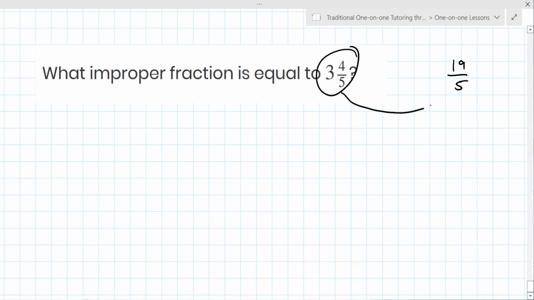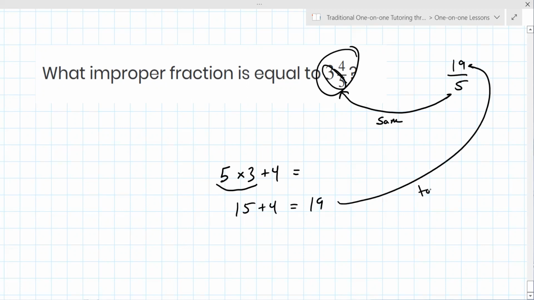So do you see how that bottom number is the same? That's always the case. The bottom number is always the same. The way you get the top number is you take 5 times 3, 5 times 3 plus 4. What is 5 times 3, Michael? 15. Okay, plus 4, 19. And do you see how that becomes the top number? Good. Why don't you write this down?